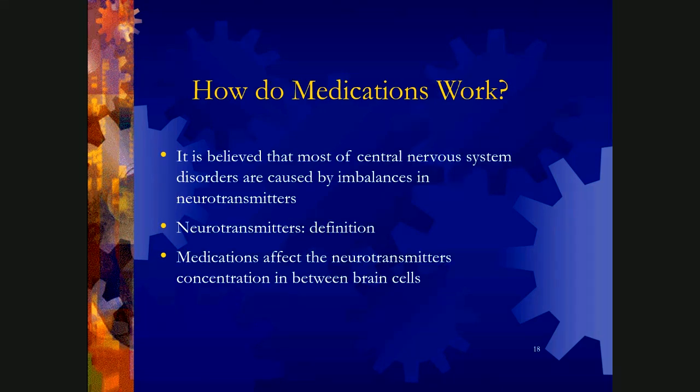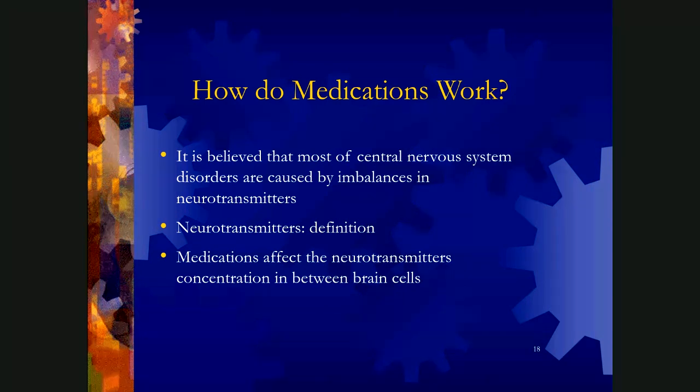So when we talk about medications and ASD, I'd like to talk a little bit about how medications work. It is believed that most central nervous system disorders are caused by imbalances in neurotransmitters, and autism spectrum disorder is a central nervous system disorder. It is a neurodevelopmental disorder. Neuro means the nervous system, which is the brain. The brain consists of the organ itself, but there are brain cells, and they talk to each other by neurotransmitters. Neurotransmitters are substances released from one brain cell to another, and they have certain functions. The way medications work is that they affect those neurotransmitters or the receptors.